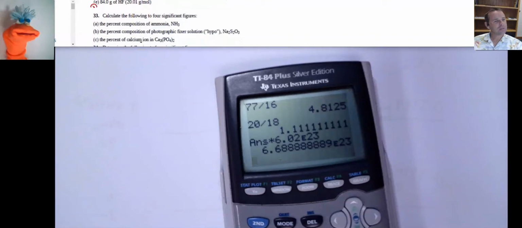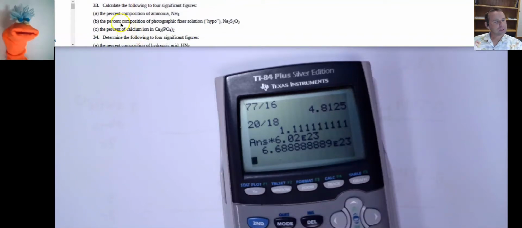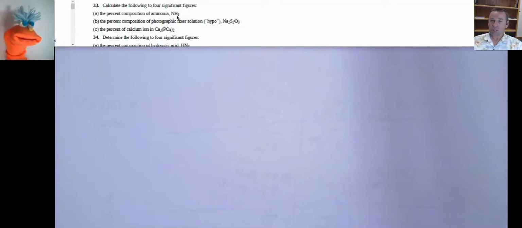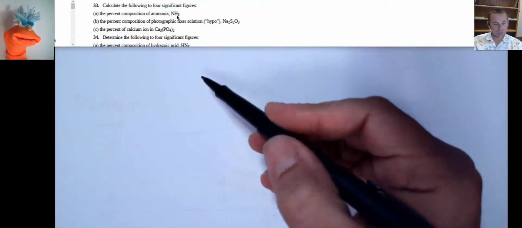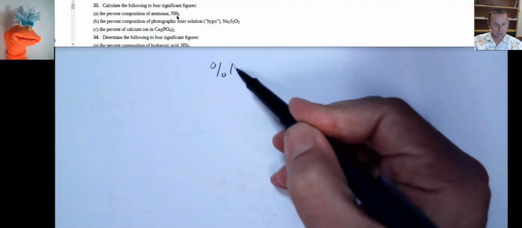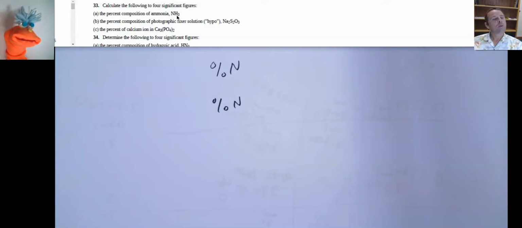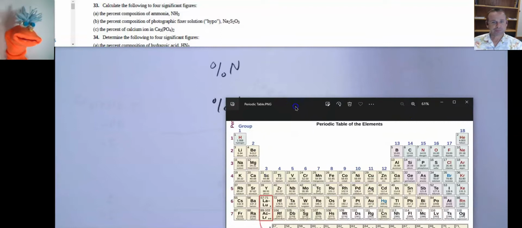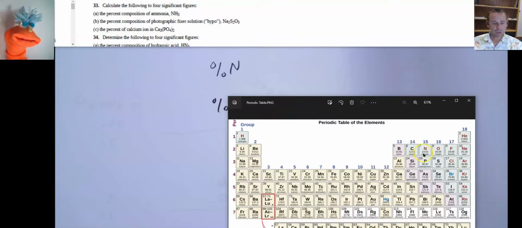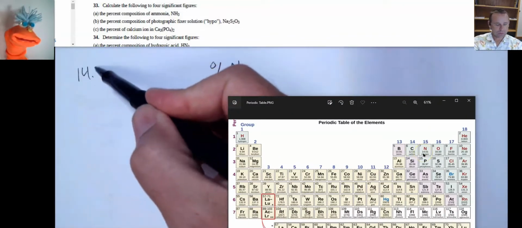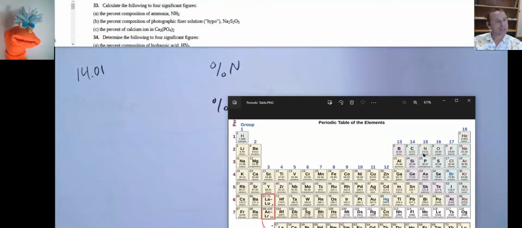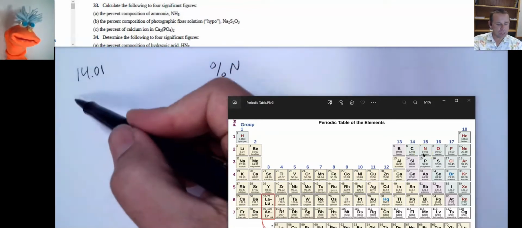33. Calculate the following to 4 significant figures. The percent composition of ammonia. So we want to know how much nitrogen and hydrogen, what's the percent composition of nitrogen and percent hydrogen in ammonia. All right, we want 4 significant figures. So we got our periodic table here. 14.01. That's nitrogen, hydrogen, 1.008.